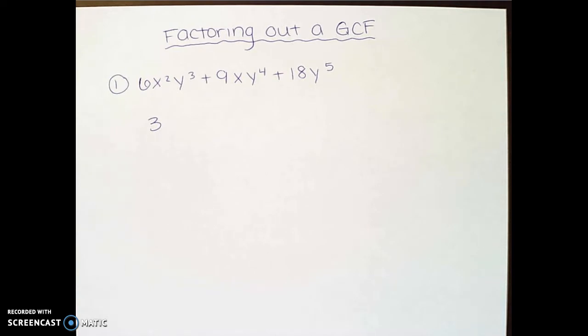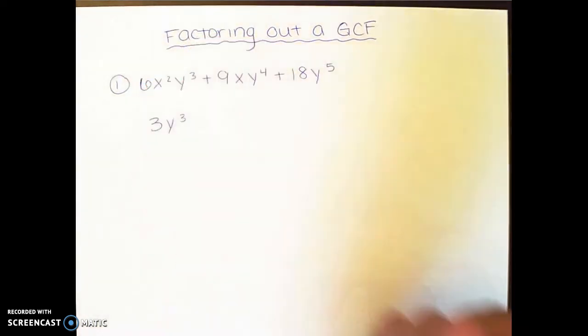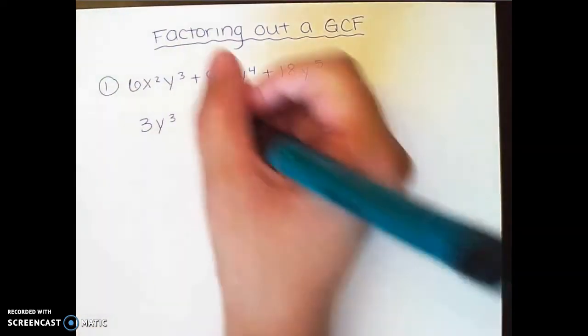my GCF. Next, if we take a look at the y's, we have a y cubed in the first term, y to the fourth in the second term, and y to the fifth in the third term. My greatest common factor here is y to the third. Y to the third will divide evenly into each of these: y to the third, y to the fourth, and y to the fifth. We always take the smallest exponent. So 3y to the third will be my greatest common factor.